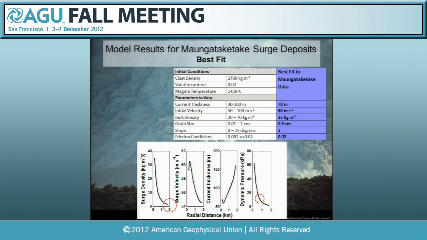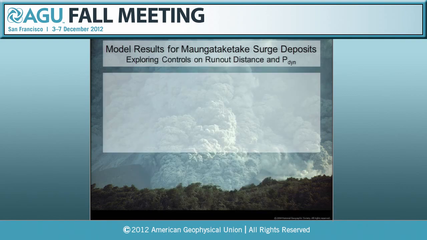And just to note here that the bulk density decreases fairly rapidly with distance from source due to the particles settling. You have an initial acceleration in the current, which is consistent with thinning due to radial spreading at the initial phase of the current, and then deceleration due to the flow thickening due to entrainment. The dynamic pressure drops off fairly quickly, both as a function of the decreasing velocity and surge density.